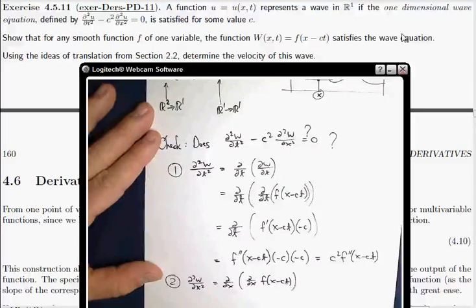Same deal. Again, this is a chain rule kind of thing. This time, though, when I take the derivative with respect to x, it's a chain rule, but instead of getting an extra factor of minus c, I'm going to get a factor of the derivative of x minus ct with respect to x. And that's just an extra factor of 1. So I claim what we're going to get is f double prime of x minus ct times 1 squared.